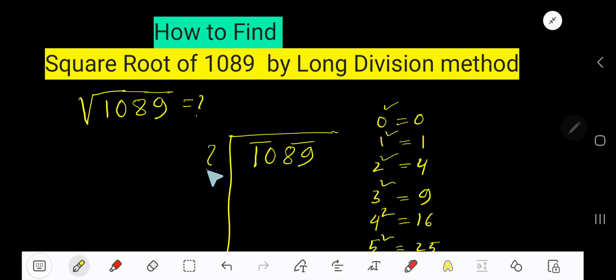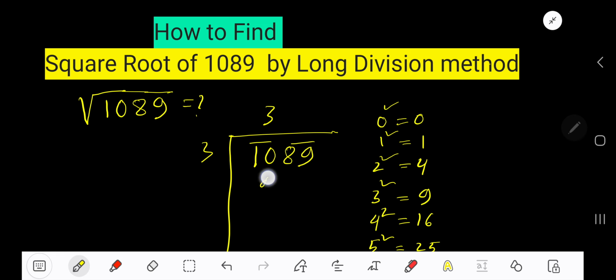Here you have to take a number whose square will be equal to 10 or nearest to 10. If you take 4, then 4 squared equals 16, which is greater than 10. So this is not correct. 3 squared equals 9. So this is correct. You have taken 3, so the same digit will come to the quotient also.